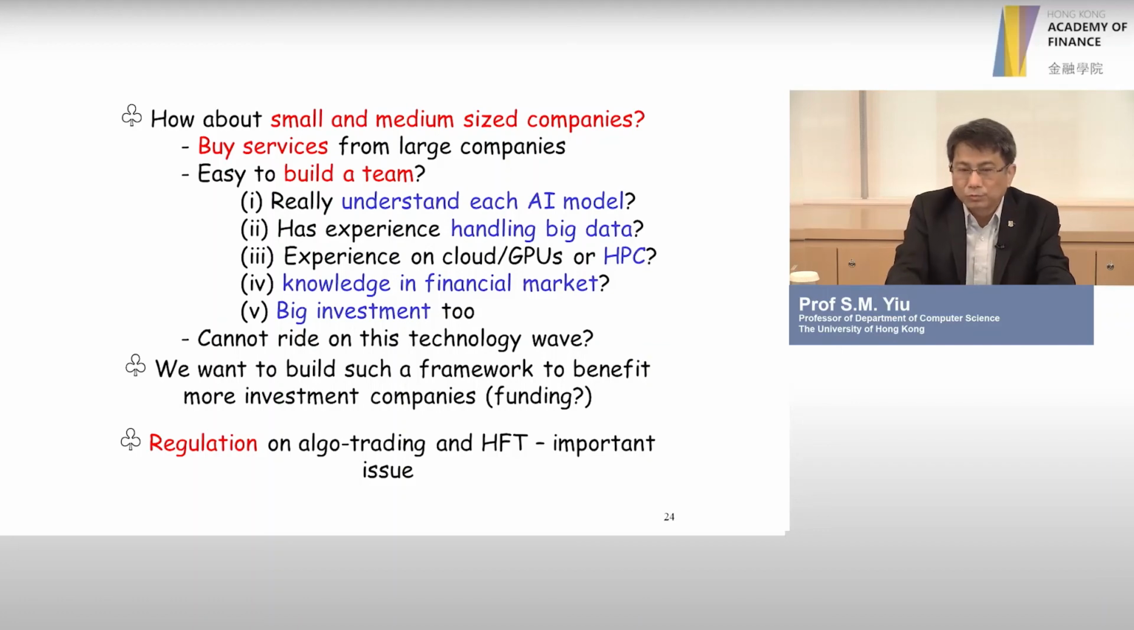Of course, we need funding, and I'll talk about this in my last slide. The last point is something Irene and Anna also talked about. We need another seminar to talk about this. Algo trading also has a lot of regulations, and how they are related, in particular for high-frequency trading, is a very important issue. Maybe I will leave it to later.